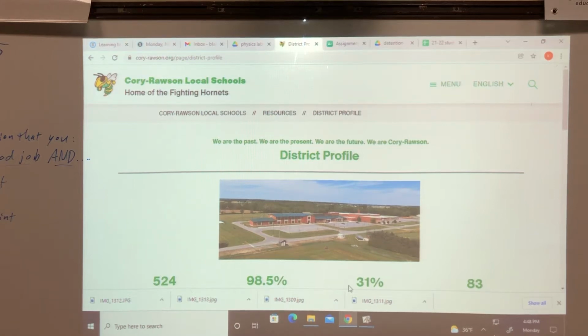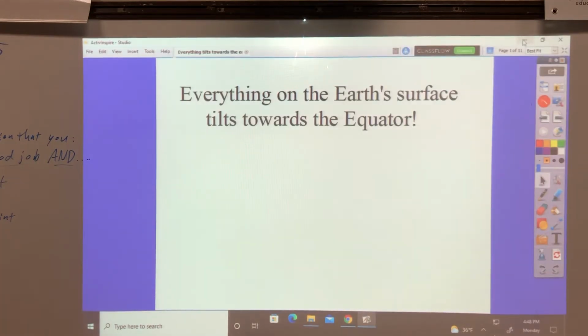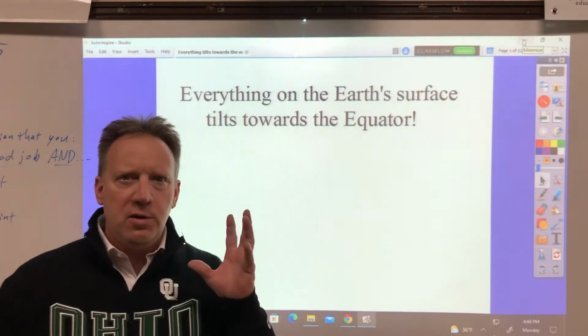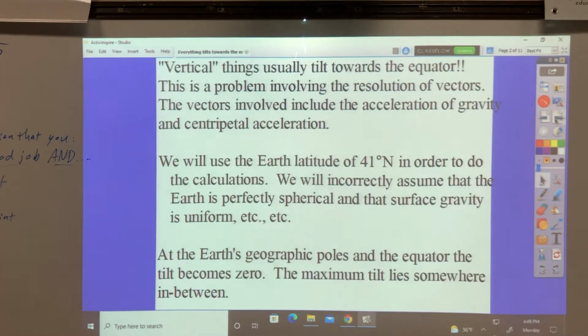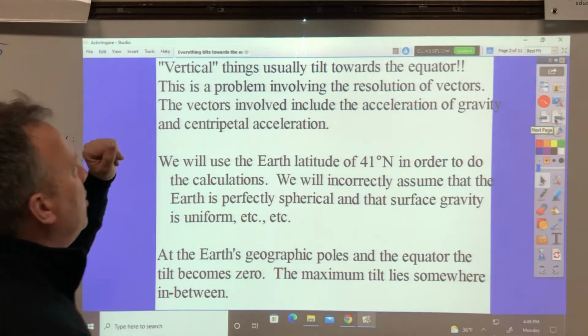Welcome to Coy Ralston High School Physics. We're sitting here at the 41st North Parallel, just a few miles south of it, and we're going to talk about how everything tilts towards the equator. Everything on the Earth's surface tilts towards the equator a little bit. Vertical things usually tilt towards the equator.